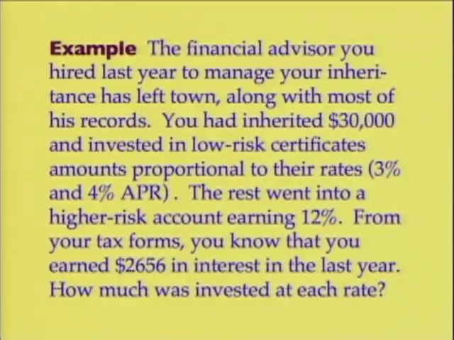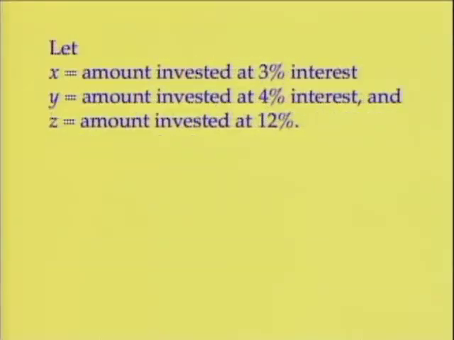So you can recoup from your tax forms that you earned $2,656 in interest that first year. So the question is, all right, how much was invested at each rate? How much can I track to a bank? And how much is floating around out there somewhere, probably a down payment for a condo for my financial advisor. So again, I've got 3 amounts. I'll call them X, Y, and Z. I'll do them in increasing order so we can keep them straight.